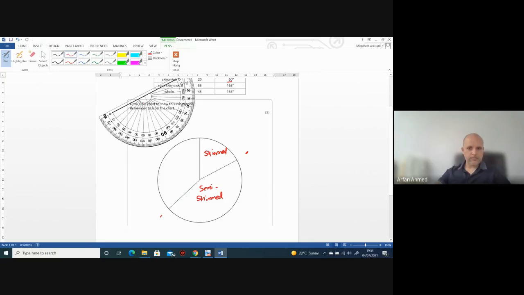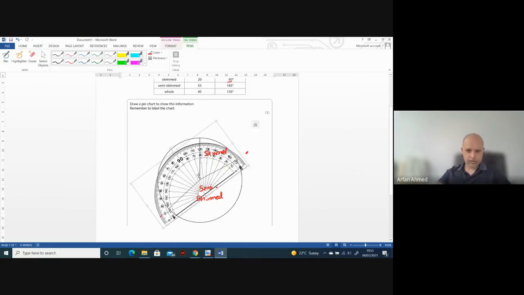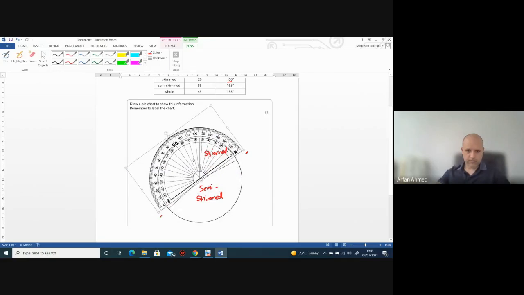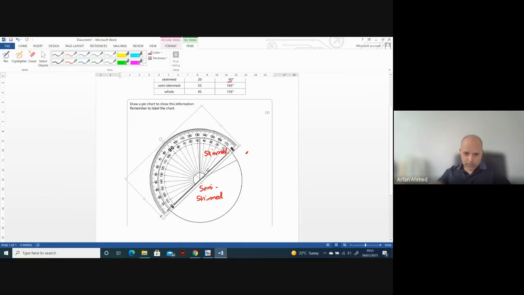And the last one should be 135 if you've done it right. You don't need to do the last one. Let's measure it, but it should be 135. It's a bit fiddly with this. It's a bit fiddly in real life as well, to be honest. But you'll get used to it. Let's put it there, slightly off. That's good enough.